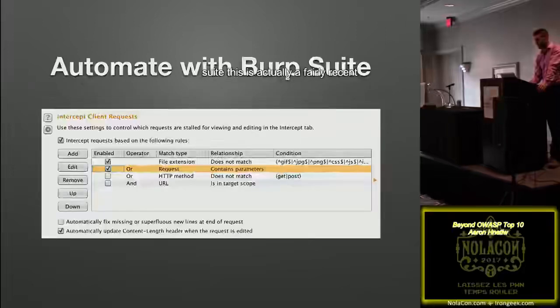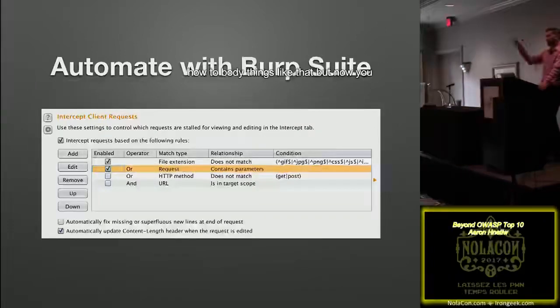You can automate this with Burp Suite. This is actually a fairly recent addition they've made. Before, you actually had to be a little trickier with looking for post requests that had a body, things like that. But now you can actually just look for requests that have parameters in them. So it's a really easy way to see, and if you scope it to your own application, it's way better. So you can see exactly what requests have parameters in them.